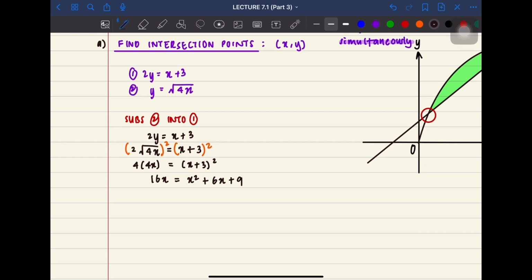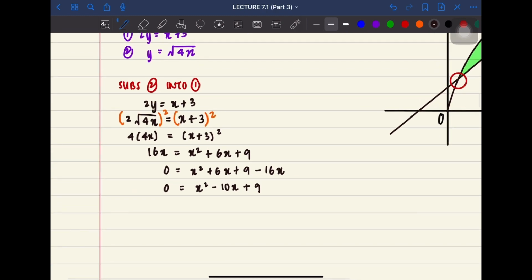Okay, so kita susun-susun je. So saya bawa semua pindah sana. So x square tambah 6x tambah 9 tolak 16x. So this is quadratic. So 6 tolak 16 negatif 10, right? Negatif 10x tambah 9.